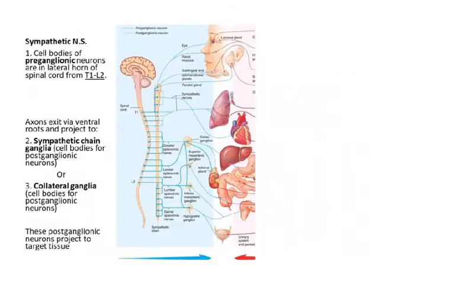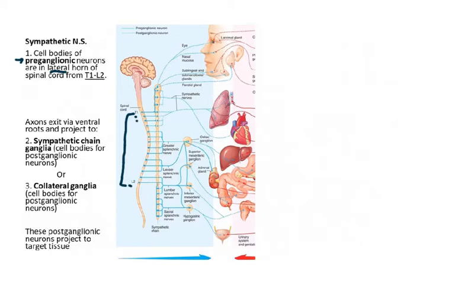So first, what we're going to look at is the anatomy of the sympathetic division of the autonomic nervous system. For this division, the first thing that you will notice is that the preganglionic neuron cell body, so the first neuron cell body, the preganglionic neurons are the ones whose cell bodies are in the spinal cord. And for the sympathetic division, all of these preganglionic neurons are in the lateral horn, so we kind of saw that in the last video, of regions of the spinal cord from T1 through L2.